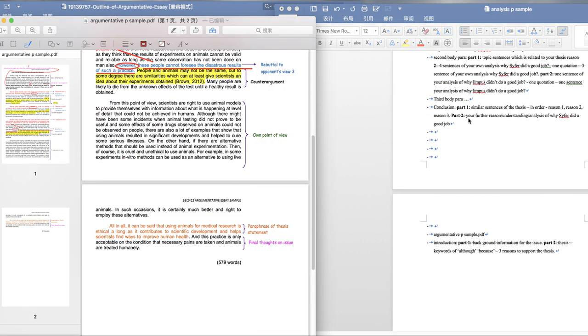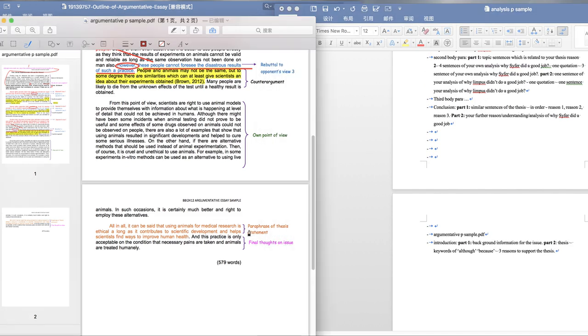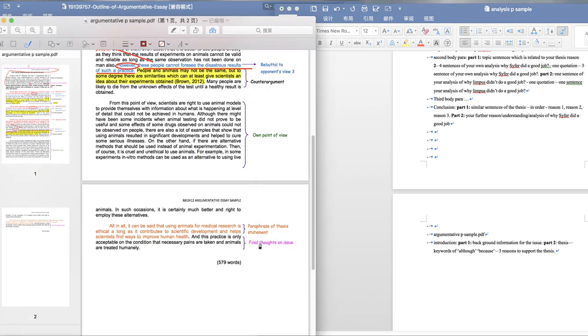So we analyze for the first paper. I said similar sentence of the thesis, and the professor said a paraphrase of the thesis statement. So seems we share the same thoughts, right? For the part 2, it is your further reason or understanding or analysis, right? Your final thoughts on the issue. Did you get what I'm talking about?